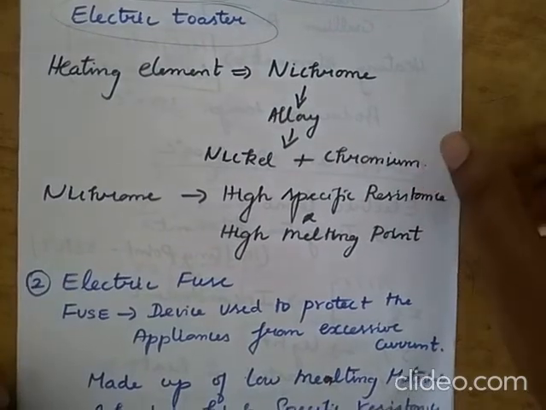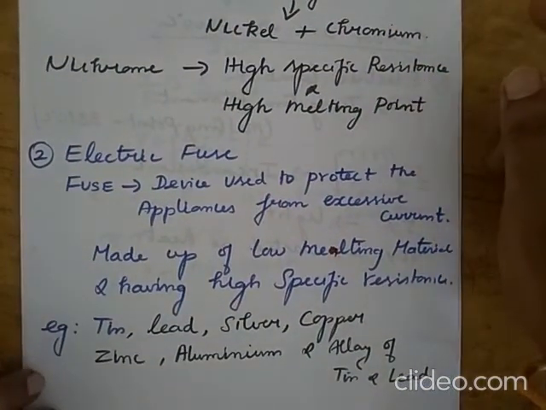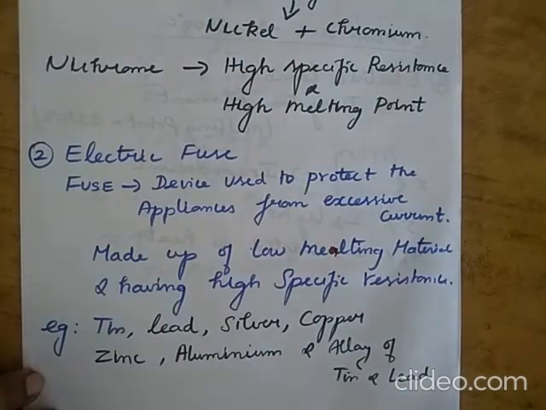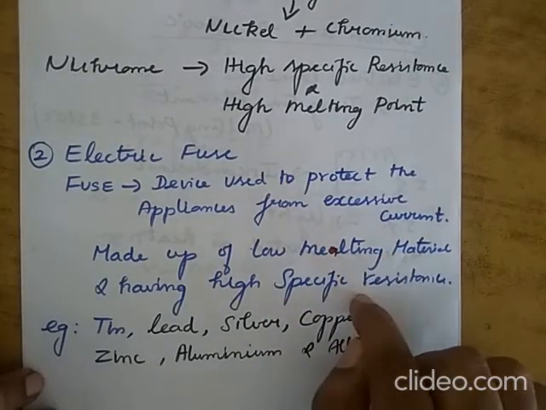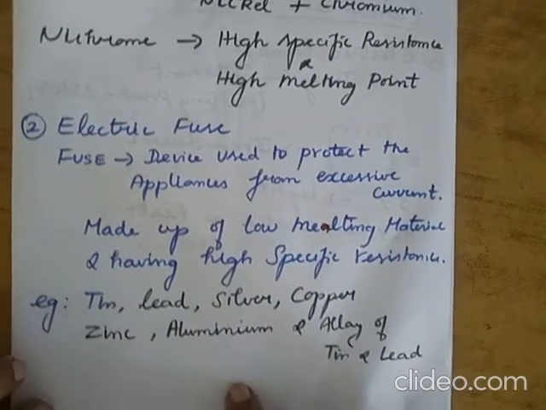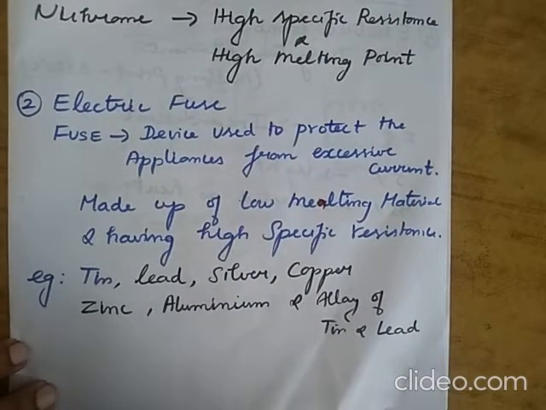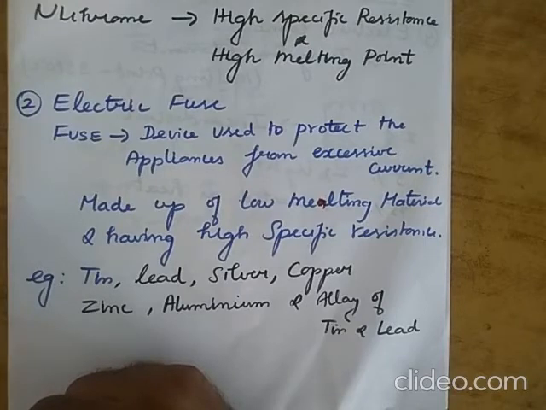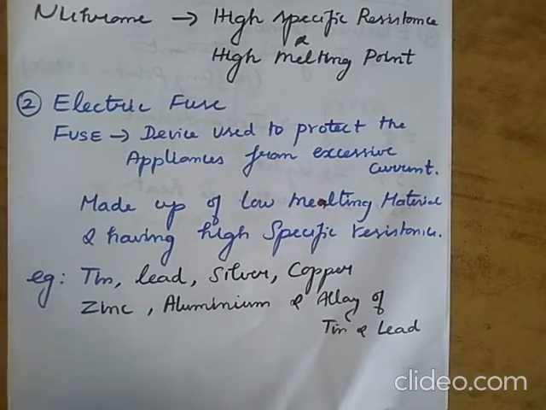Then we see the next application, the electric fuse. An electric fuse is a device used to protect appliances from excessive current. Fuse wire is nothing but a simple wire made of a low melting point material and high specific resistance. These are the characteristics of fuse wire. Here I gave some examples of fuse wire. The only disadvantage of fuse wire is that if the fuse wire burns, we need to replace it. Now we are not using fuse wires, instead we are using circuit breakers.